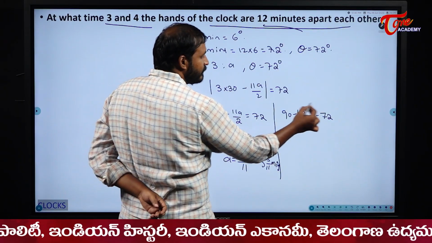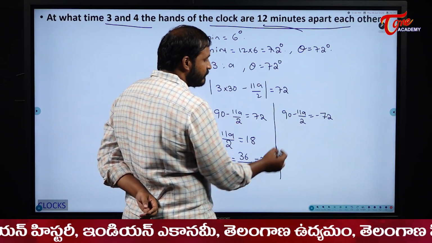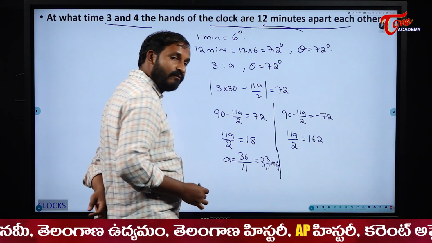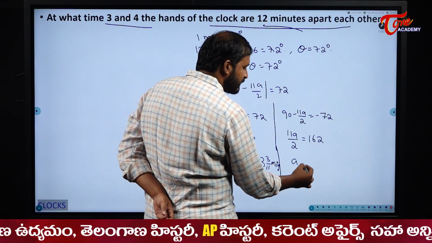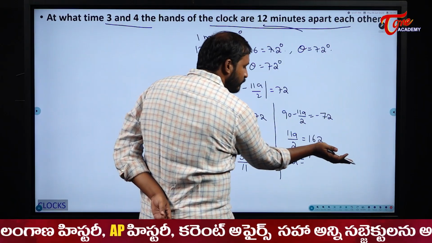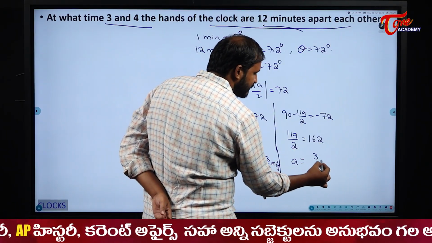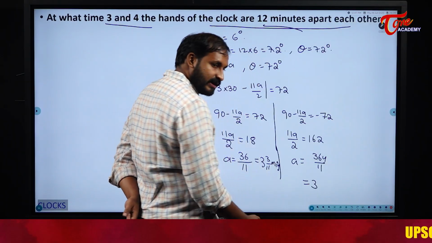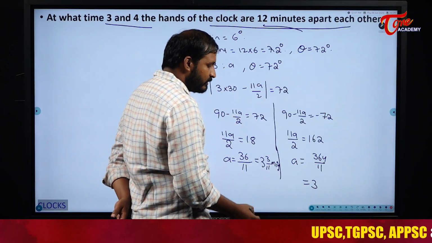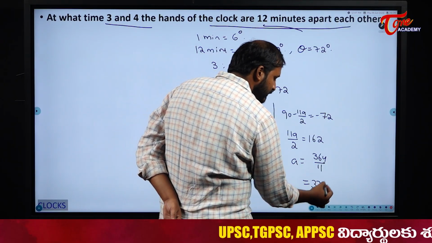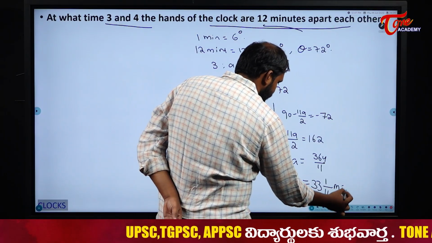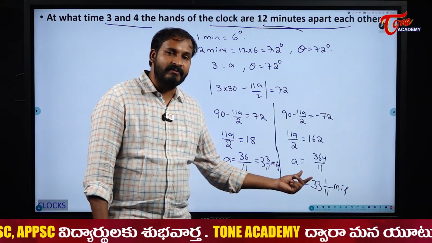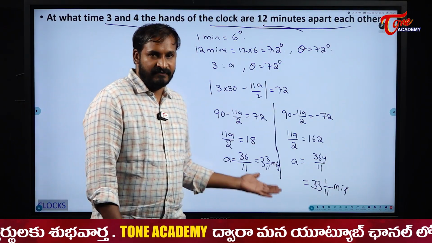And next time, if I send 11a by 2 to that side and 72 to this side, 11a by 2 will become 162. So what happens to a in this case? 162 into 2 becomes 324 by 11. 3 times 11 is 33, I will be left with 3, 4. Once again 3 times, I will be left with 1. That means at 3 o'clock 3 by 11 minutes it will be 12 minutes apart, and at 3 o'clock 33 1 by 11 minutes also it will be at the same difference.